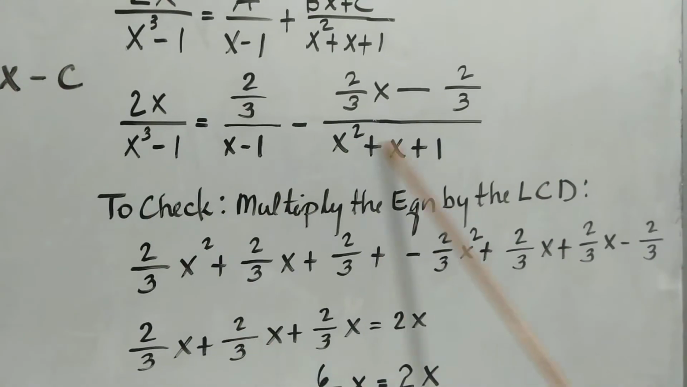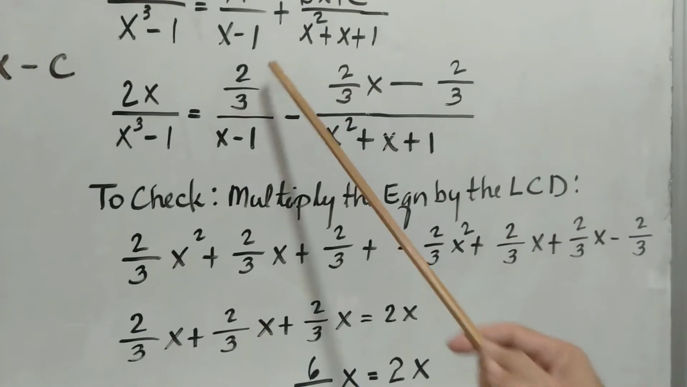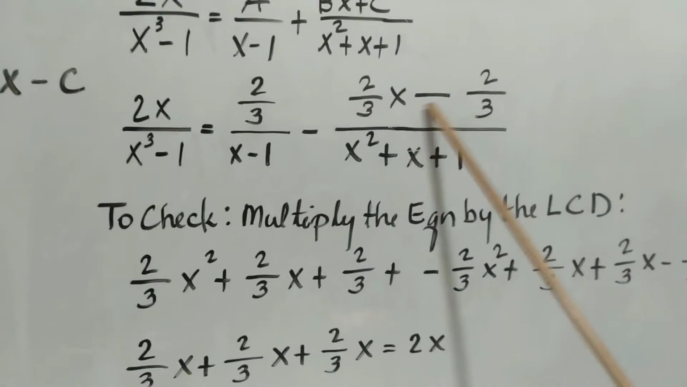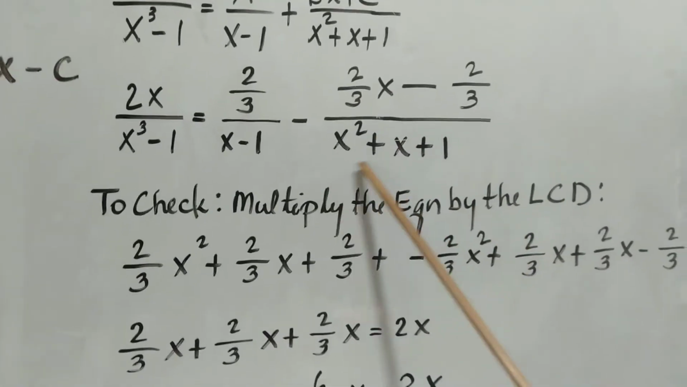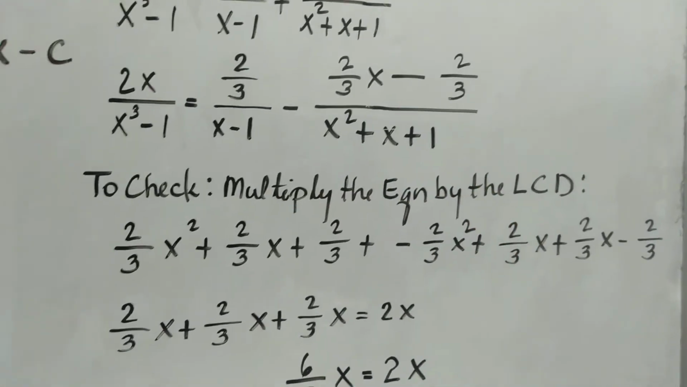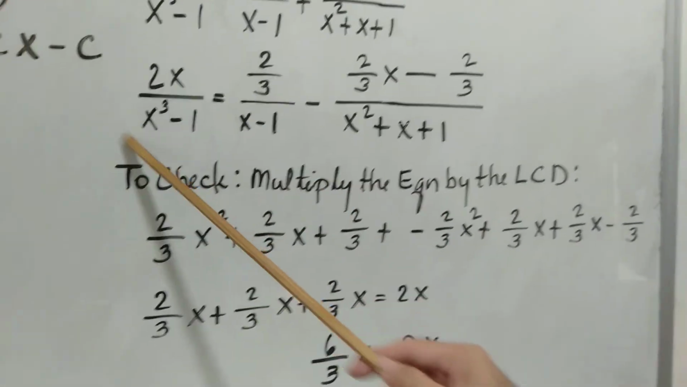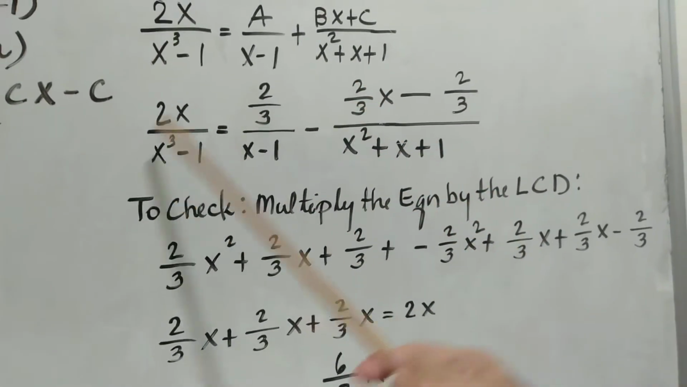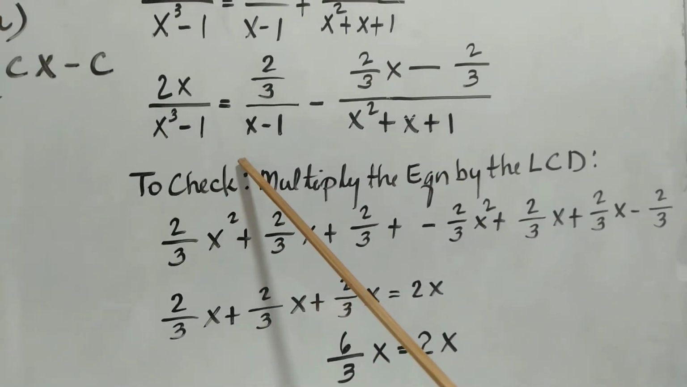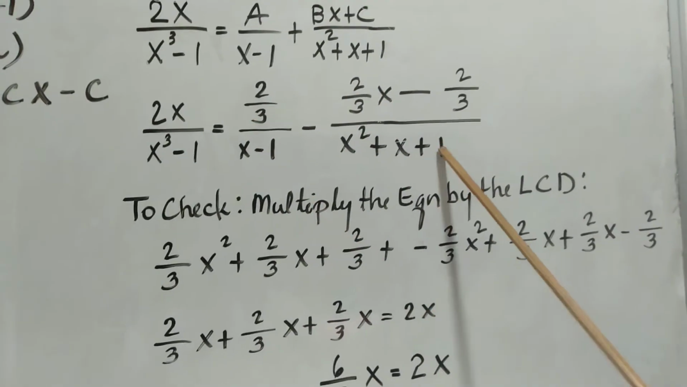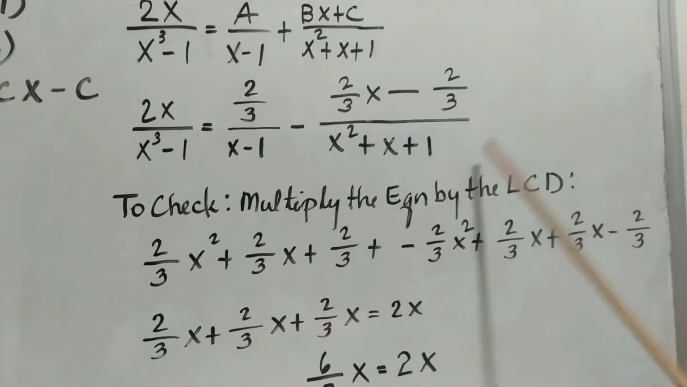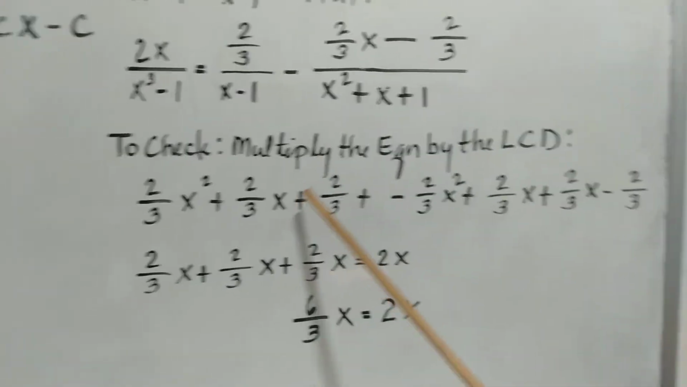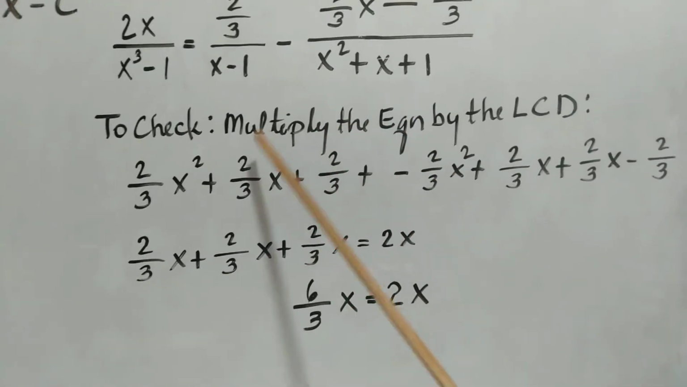So this will be our partial fraction: 2/3 over x minus 1 plus the quantity negative 2/3 x plus 2/3 over x squared plus x plus 1. So we're going to check this answer. The first thing to check this is to multiply this whole equation by the LCD, which is x minus 1 times x squared plus x plus 1.